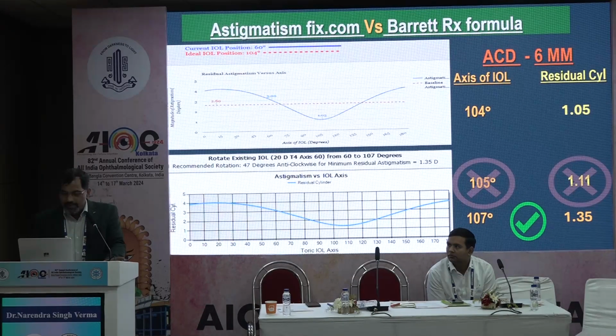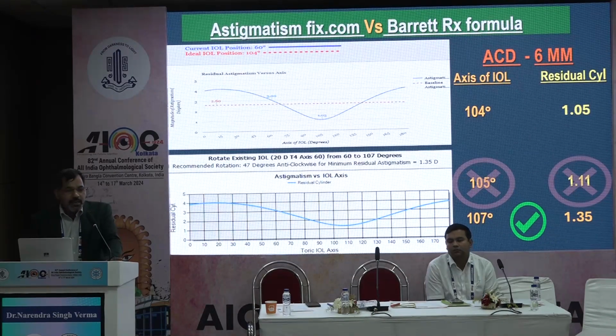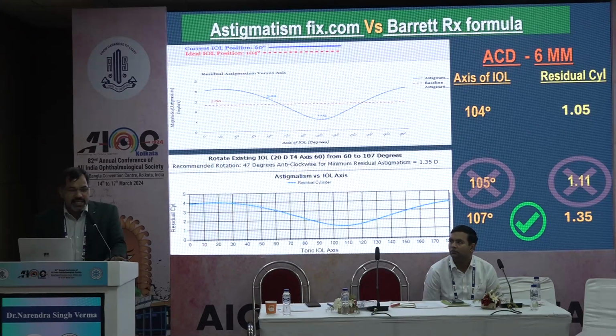So Barrett is anyway better than astigmatismfix.com, but data entry is easy because only 3 data are required to find the new axis of alignment in astigmatismfix.com. So that is easy to use, but it is better to use the Barrett RX.